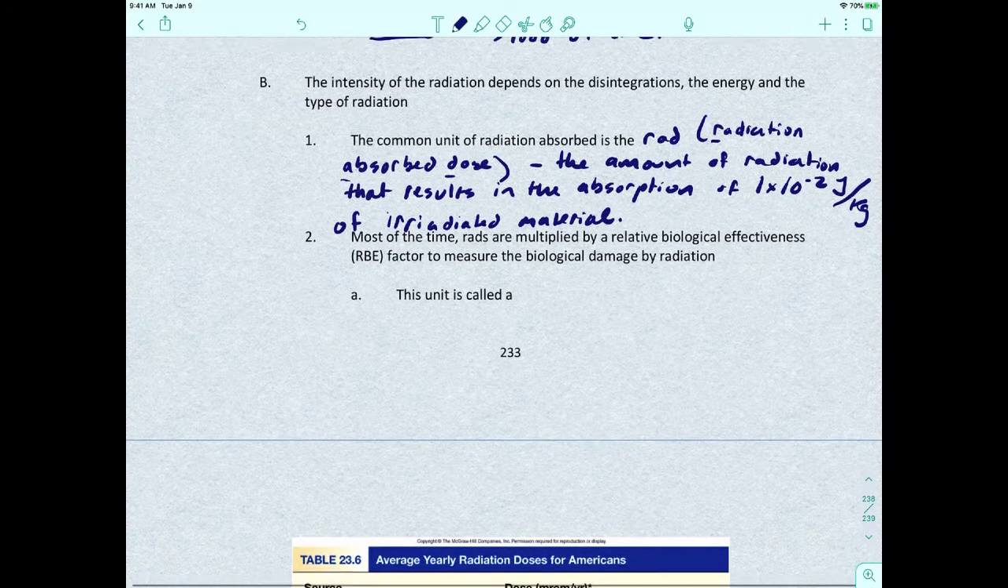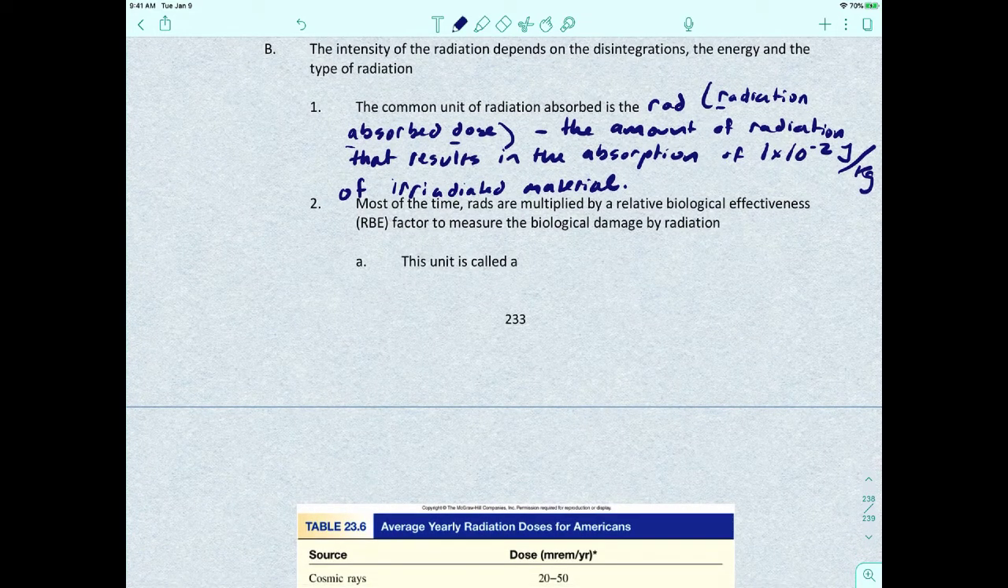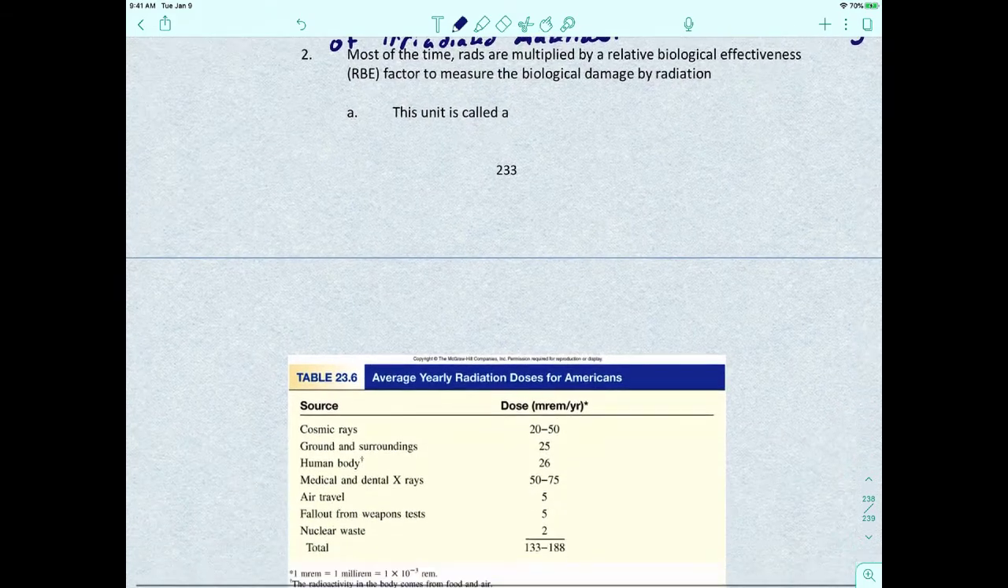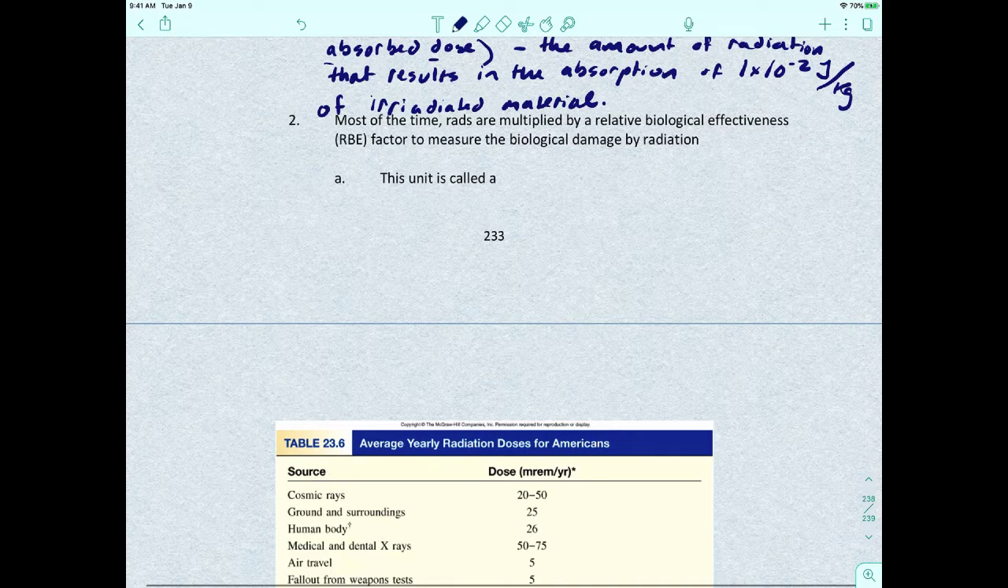Now, most of the time, rads are multiplied by the relative biological effectiveness, or RBE factor, that's used to measure the biological damage by radiation. And that's called a REM.